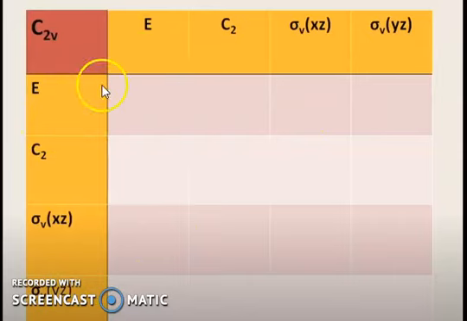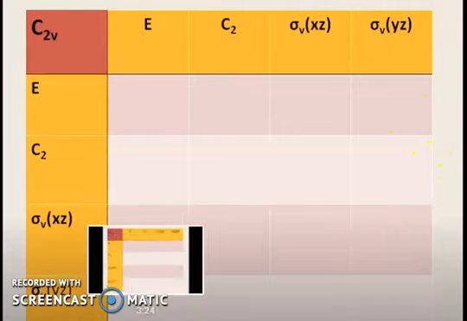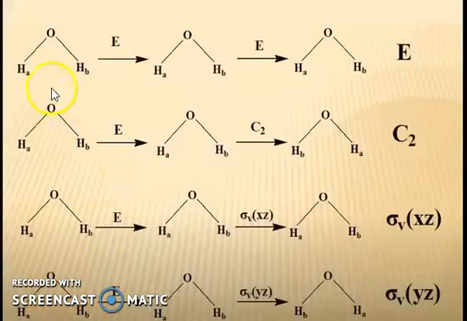That is, here we have to write E into E, here C2 into E, here sigma V into E, here sigma V prime into E, and then C2 into E, C2 into C2, C2 into sigma V, then sigma V into E, sigma V into C2, sigma V xz into sigma V xz, sigma V xz into sigma V yz, and of course sigma V yz into E, sigma V yz into C2, sigma V yz into sigma V xz, and sigma V prime into sigma V prime. The entries should be written here, and we can find out how they are transformed and what transformations are done.